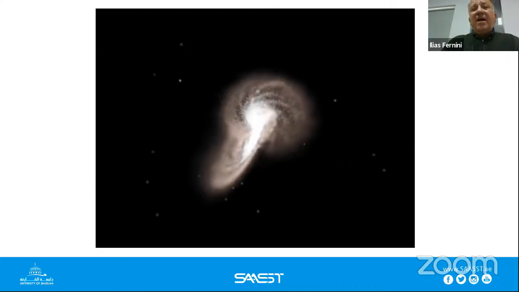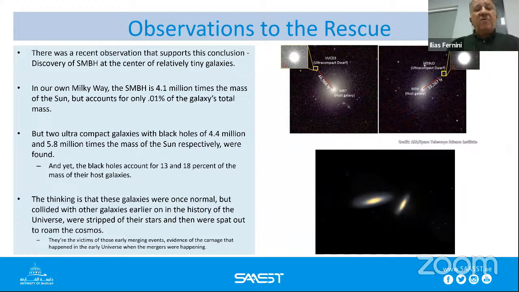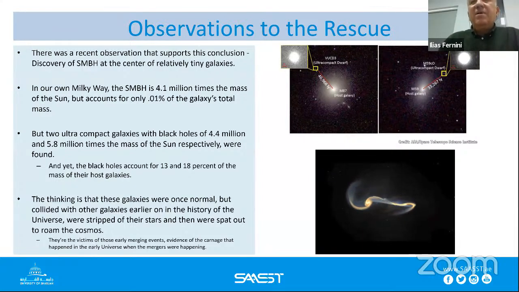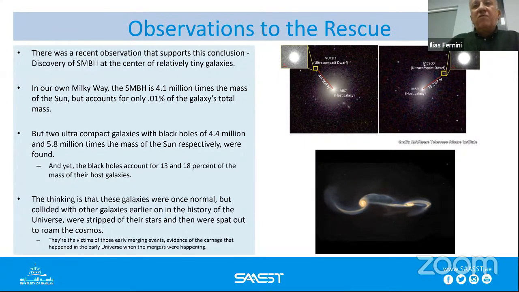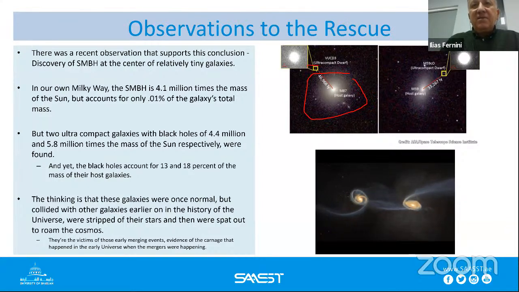So now, how about observing these supermassive black holes? How can we support this merger of galaxies to support supermassive black hole formation? Well, there was a recent observation of two very special tiny galaxies. We call them dwarf galaxies. But these dwarf galaxies are very, very special. You can see here in the image, this is M87. M87 has a companion, a very small compact dwarf.